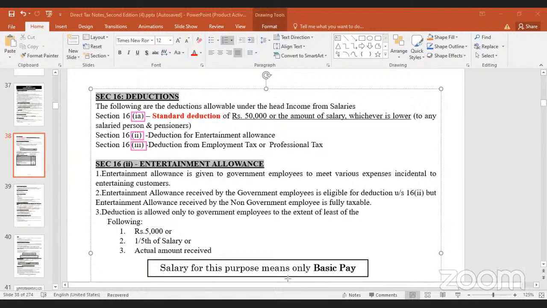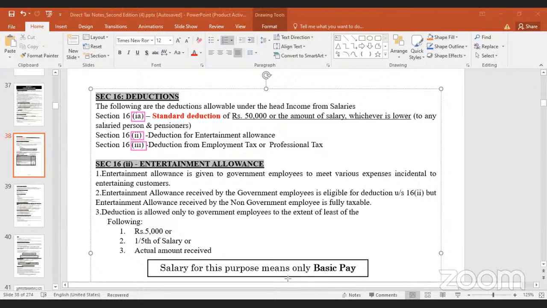Since you are attempting an MCQ, you will have an option: standard deduction 50,000, or standard deduction 50,000 or amount of salary, whichever is lower. What are you going to tick? You're not going to tick just 50,000. You're going to tick standard deduction of 50,000 or amount of salary, whichever is lower. Please read the provisions carefully.